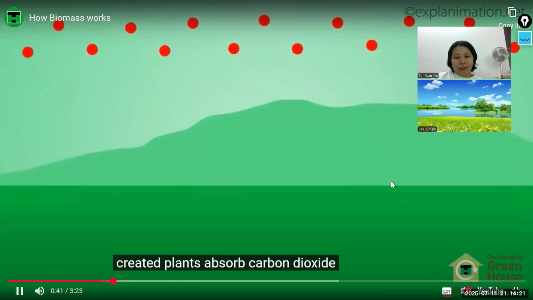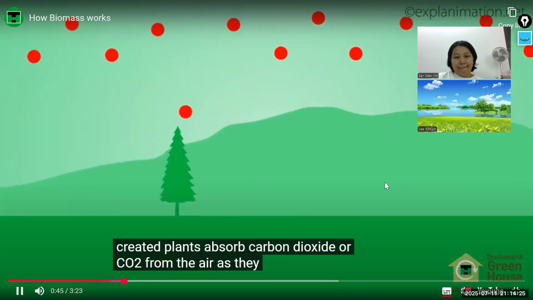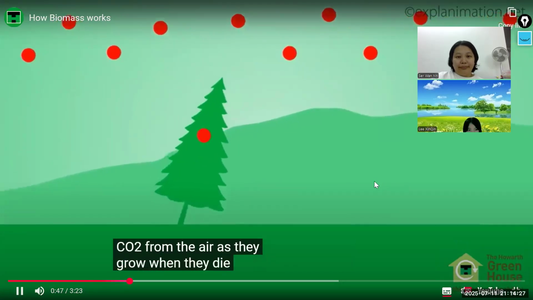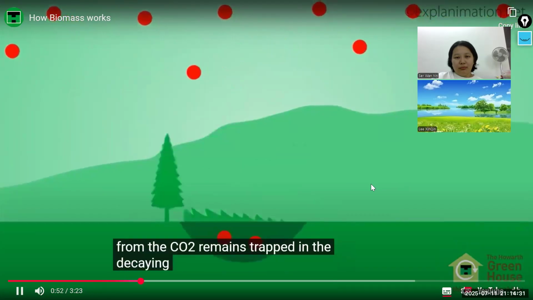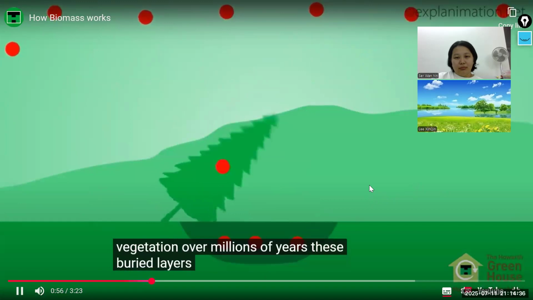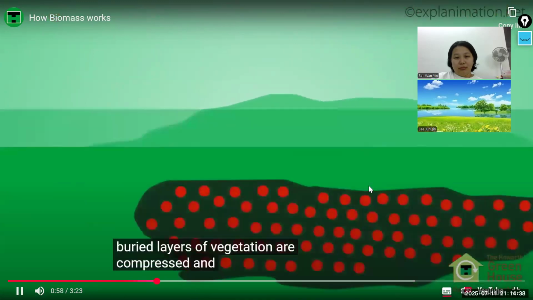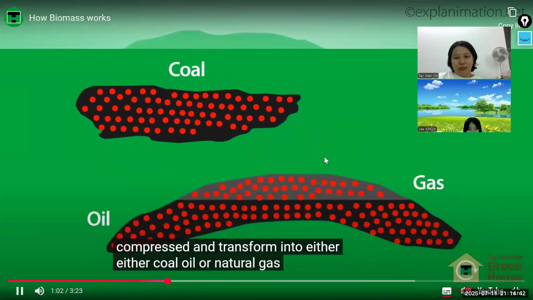Plants absorb carbon dioxide or CO2 from the air as they grow. When they die, some of the carbon from the CO2 remains trapped in the decaying vegetation. Over millions of years, these buried layers of vegetation are compressed and transform into either coal, oil, or natural gas.